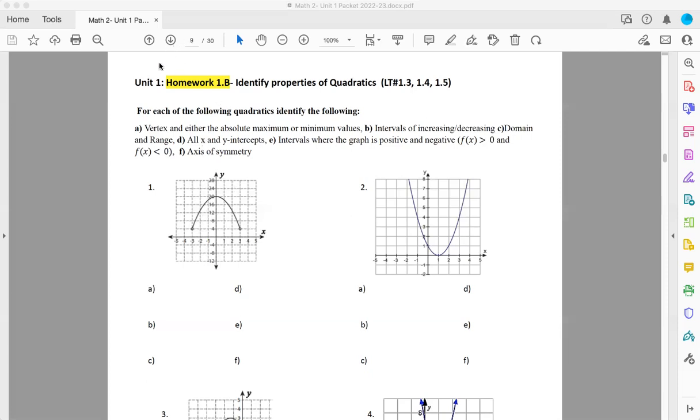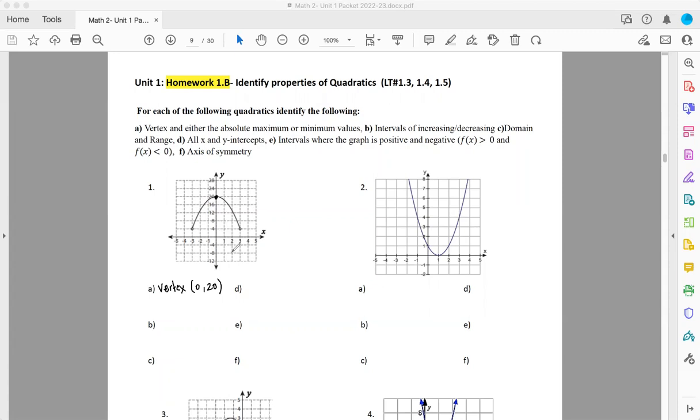So let's start with the vertex. Remember, the vertex is the highest or the lowest point on the graph. In this case, it is this point. And we label the vertex as an ordered pair. So we write vertex, and then in parentheses, the x and y values of the vertex, separated by a comma. In this case, this point that I just highlighted is (0, 20), because the x value is 0 and the y value is 20.